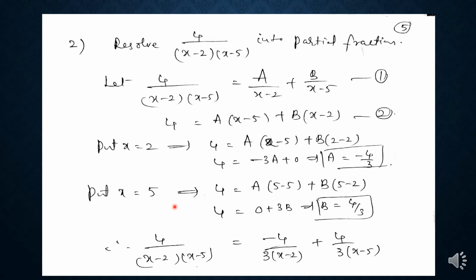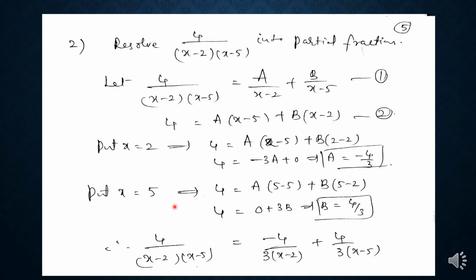That is, by taking the LCM, we will get a into x minus 5 plus b into x minus 2 divided by x minus 2 into x minus 5. So both sides of the denominators are equal. So by the cancellation, we will get the numerators of both sides, that is 4 is equal to a into x minus 5 plus b into x minus 2.